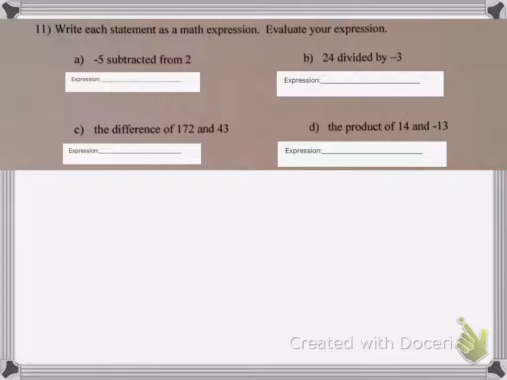Write each statement as a math expression. Evaluate your expression. We have to do two things here. First, we have to write the math expression, then evaluate it. Part A, -5 subtracted from 2. The way this is worded implies that our expression is going to start with 2.